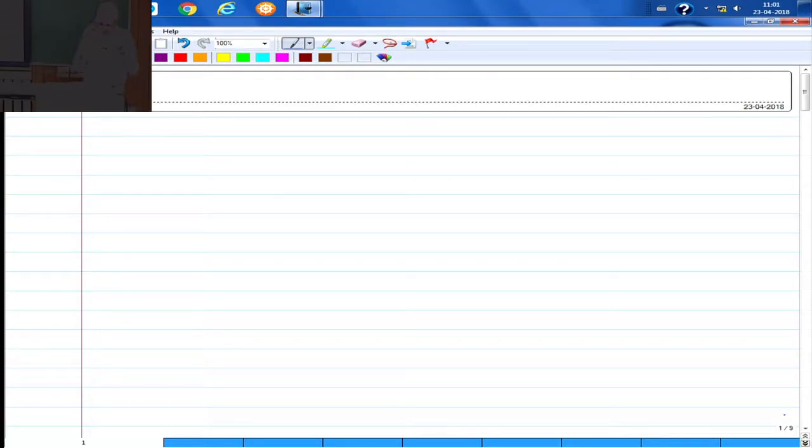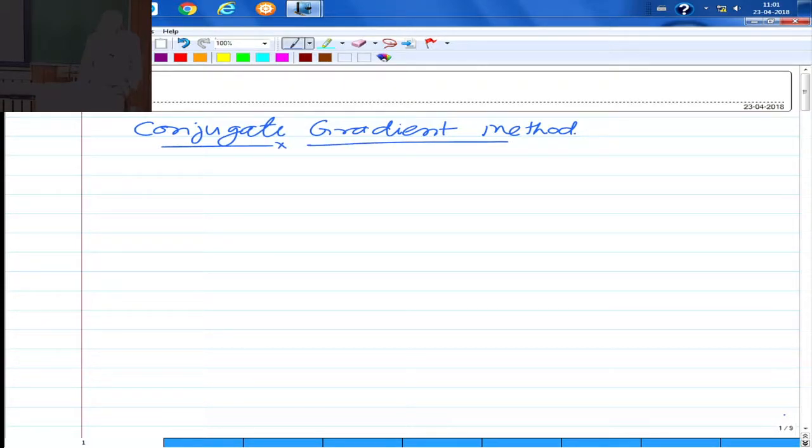So let me then start. Last class we were discussing the solution of simultaneous equations. Of course what we are discussing is very brief, and next we were discussing the conjugate gradient method. Last class I had done this, so I'll just summarize it and then continue. Here we want to solve the system, that is matrix A into D equal to R.